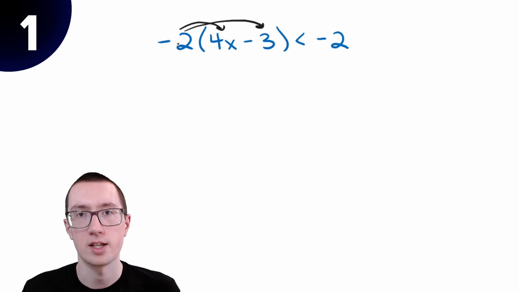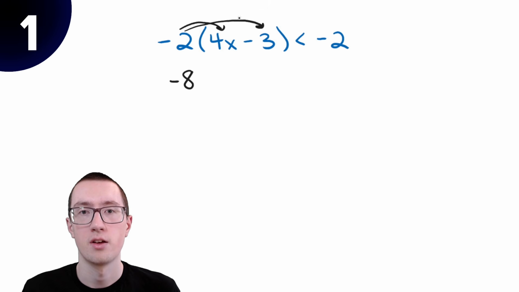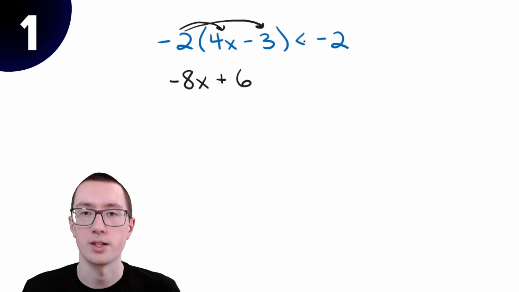So we're going to multiply the minus 2 out to the 4x first, and then the minus 3. So negative 2 times 4x, remember that the minus signs always have to stay. So 2 times 4 is 8, and then we have one minus sign, so the minus sign stays, and then we have an x, so the x stays. And then here we have minus 2 times minus 3. So 2 times 3 is 6, and then we have 2 minus signs, and 2 negatives make a positive. So that's going to become positive 6. And then on the other side, the less than negative 2 is just going to stay the same.